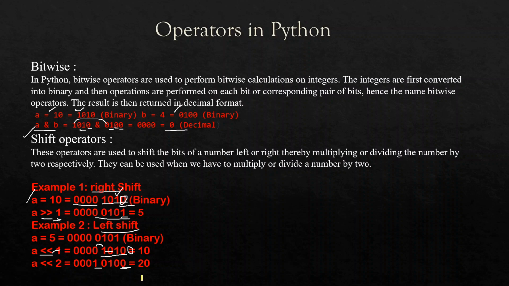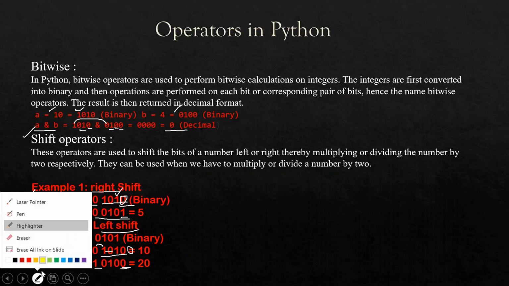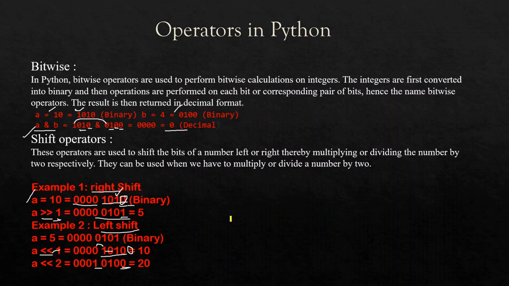You can see at the time of the left shift, it becomes 20. The decimal equivalent of the binary becomes 20. Before it was 10, now it has become 20. At the time of right shift, it becomes 5. We have taken only the number 10 for each of the right and left shifts.